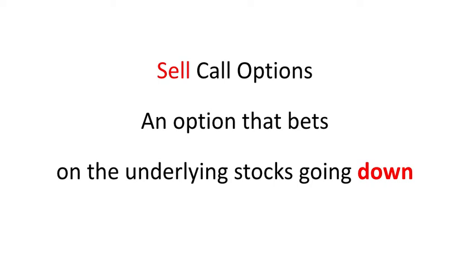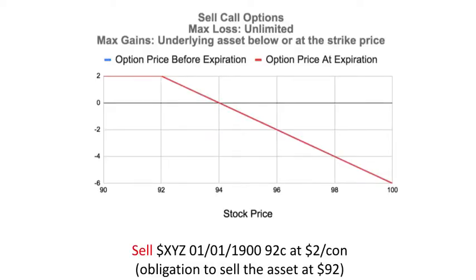Back to the topic, a sell call option is an option strategy that bets on the underlying stock going down. Compared to the long call option, here you sell the call option and bet on the underlying asset going down. Let's take a look at the price diagram again. Let's say you sell a stock XYZ January 1st, 1900 (of course, it's a fake date) 92 call at $2 per contract. What it means is, when you sell this call contract, you have an obligation to sell the asset at $92. So the higher the stock price or cryptocurrency price goes from here, the larger your loss will be, and your loss will be unlimited. Let's take a look.